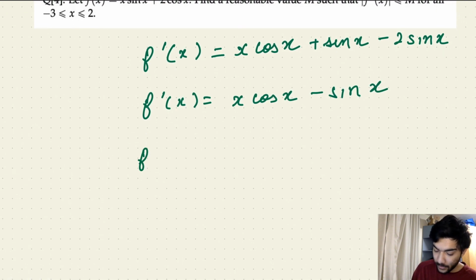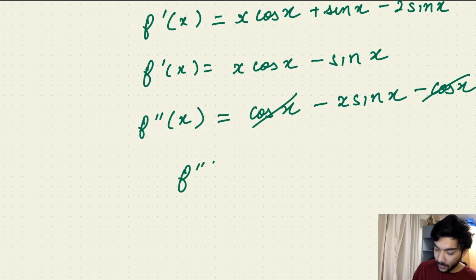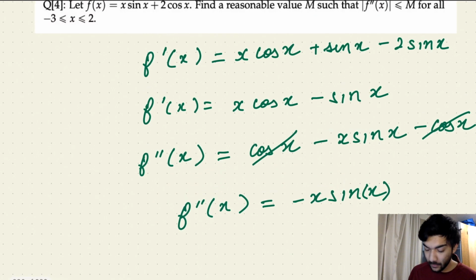And if we calculate the double derivative, we will take the derivative of this expression. We will again use product rule for the first term. So it would be cos x minus x sin x minus cos x in this case, right? And this will cancel out. So the double derivative would simply be minus x sin x. So now we have the double derivative of this expression.